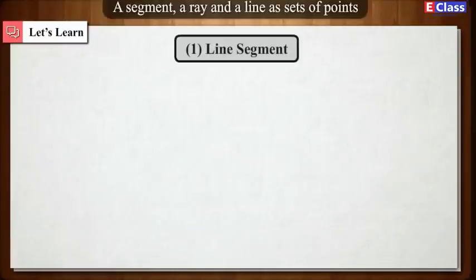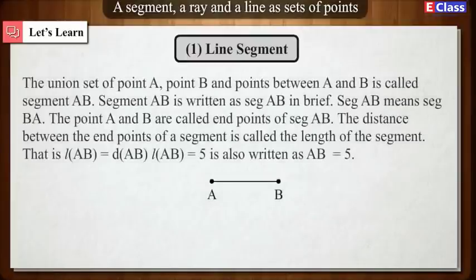1. Line segment. The union set of point A, point B and points between A and B is called segment AB. Segment AB is written as seg AB in brief. Segment AB means segment BA. The points A and B are called endpoints of segment AB.